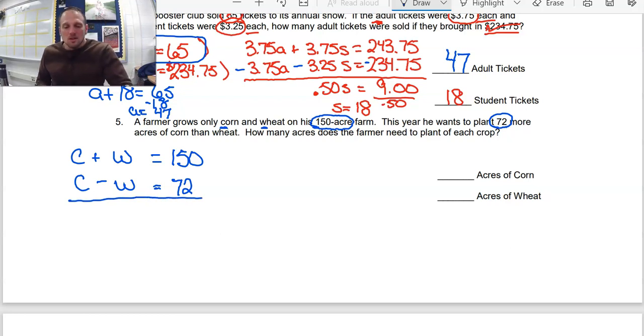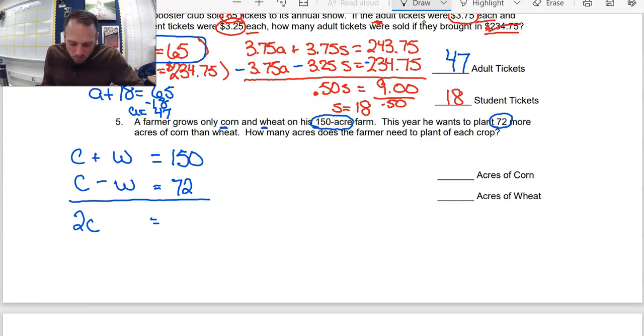Now here's the beauty. This is ready to solve because the W's are both 1s, and one is a positive and one is a negative. So I don't have to change signs. I don't need to multiply. I don't need to do anything. C plus C is going to be 2C. Positive W minus W is 0. And a positive 150 and a positive 72 is going to be 222. Next step, divide the 2 over, and we're going to get C equals 111.